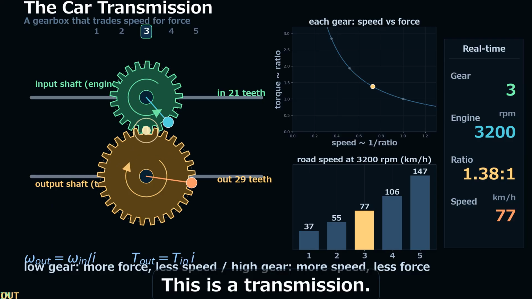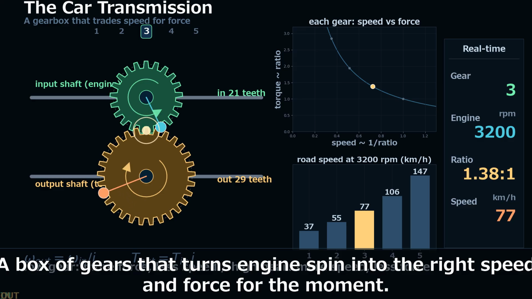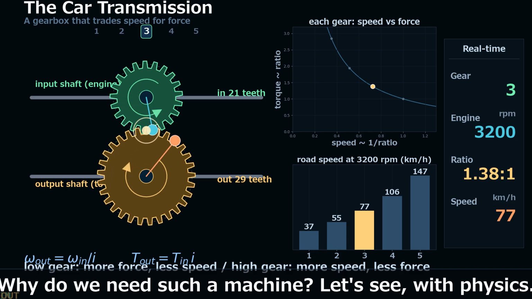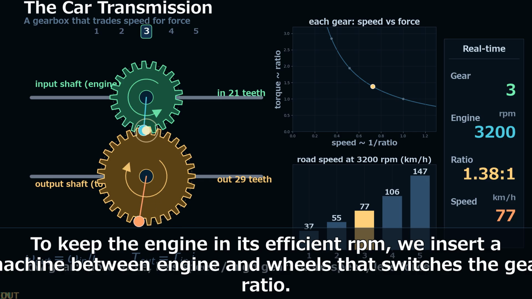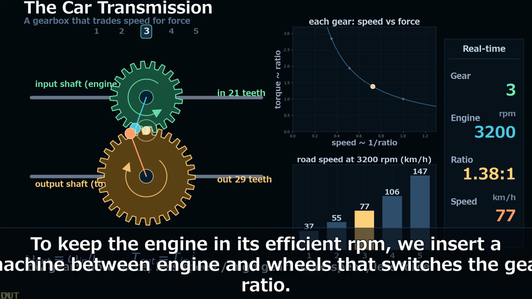This is a transmission. A box of gears that turns engine spin into the right speed and force for the moment. Why do we need such a machine? Let's see, with physics. To keep the engine in its efficient RPM, we insert a machine between engine and wheels that switches the gear ratio.